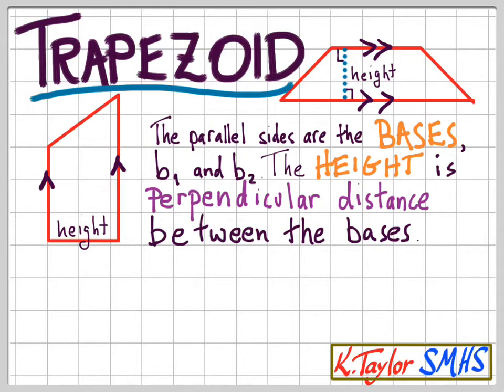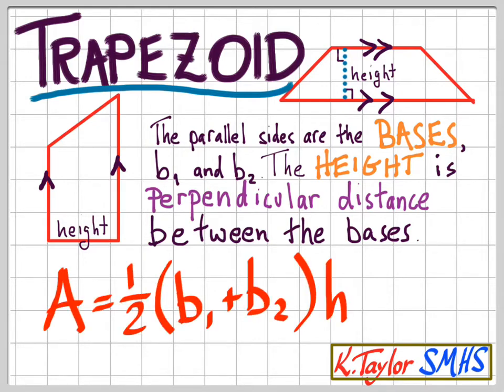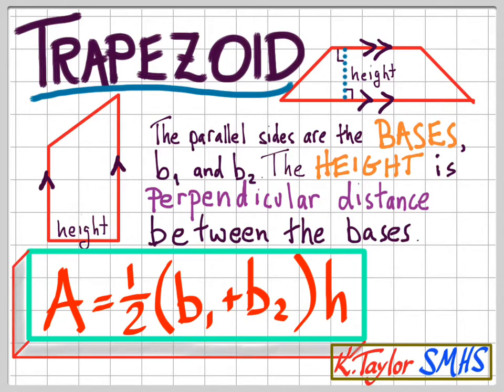Okay, so once you've got the bases figured out and the height figured out, then you're ready to use the area formula, which is 1/2 times the sum of the bases. So add up base 1 plus base 2, and take 1/2 of that sum times the height. That is the area formula for a trapezoid: 1/2 the sum of the bases times the height. Sometimes people call that the average of the bases times the height, because you're taking the sum of the bases and dividing by 2. Base 1 plus base 2 divided by 2, or 1/2 times the sum, is the same thing. So there's your area formula for a trapezoid.